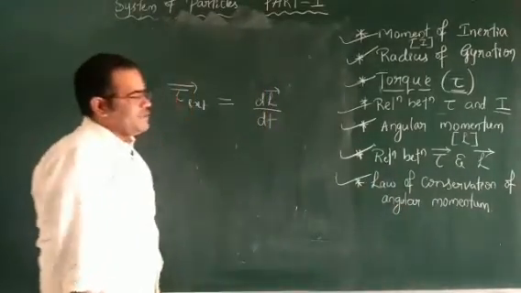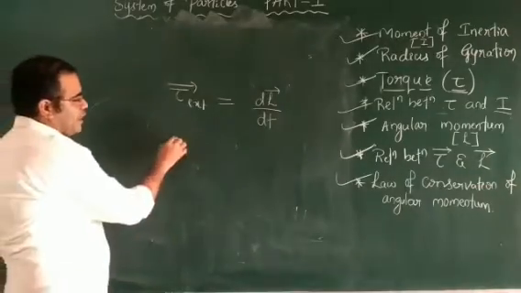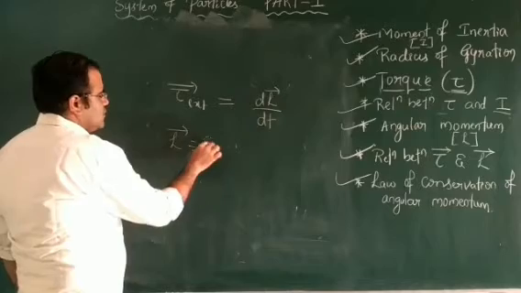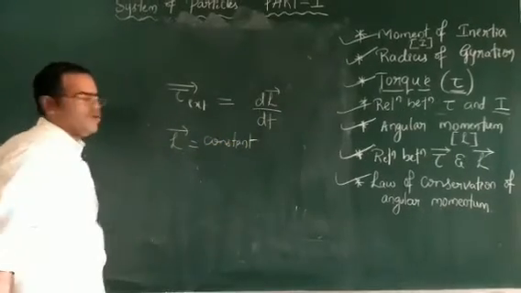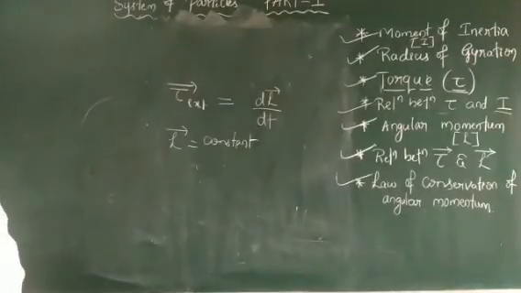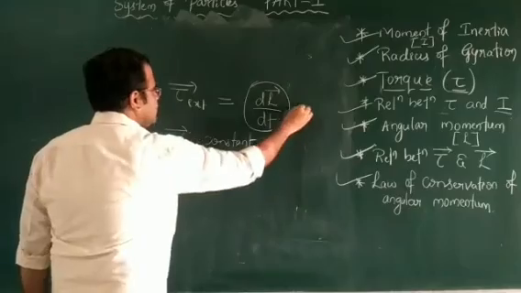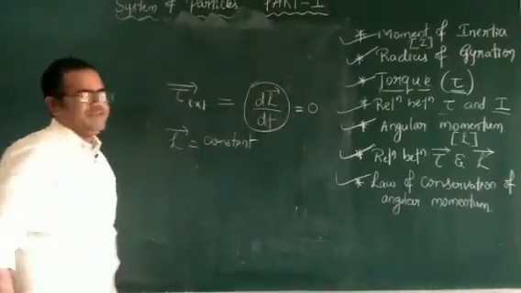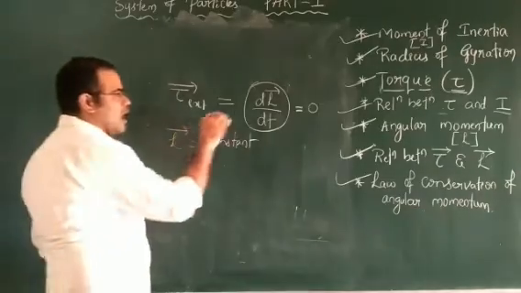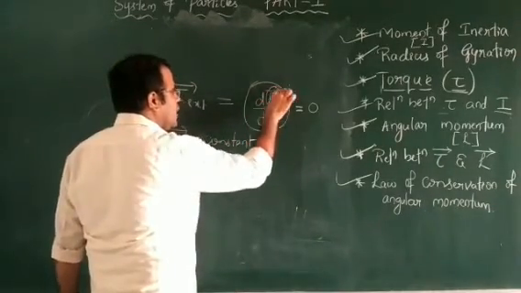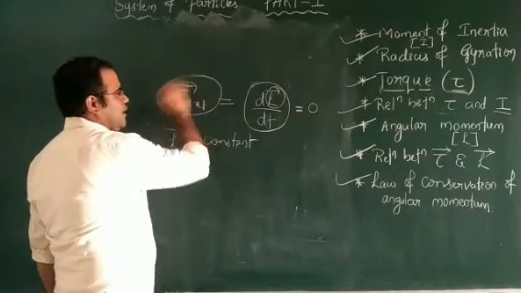Next, what is the meaning of the law of conservation of angular momentum? When does angular momentum become constant? For angular momentum to be constant, the differentiation should remain 0. Differentiation of a constant value is already known to be 0. For this to be 0, the torque value should be what here? 0.